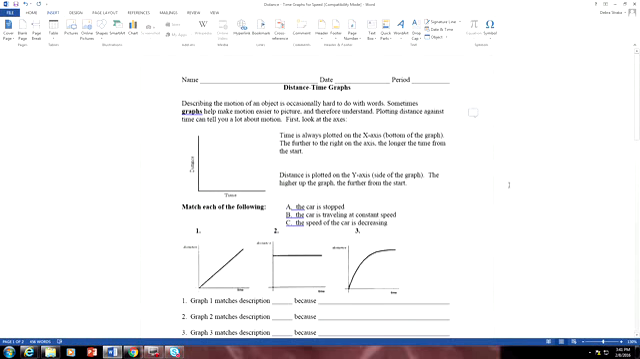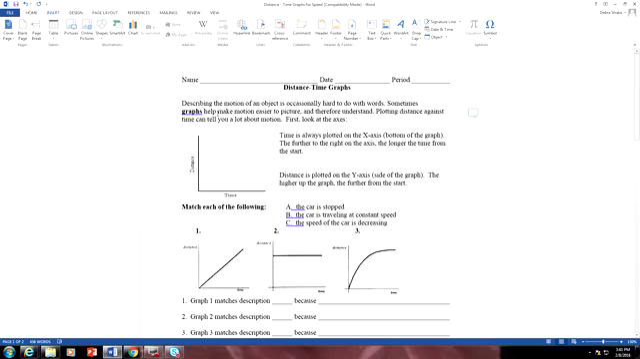Today's assignment will be a distance time graph, and I've not presented this to you guys before, but we're going to look at the basics. You guys have done graphing before, so we're going to look at the basics on what happens when you have distance and time and we want to graph it. So we're basically graphing speed.